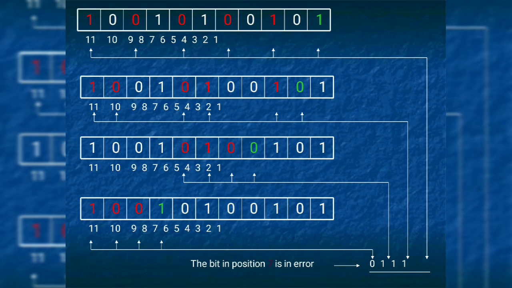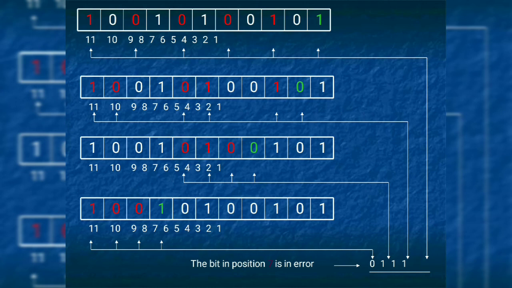The 11th and 9th positions. See here, whatever is displayed in color, you read it just as 1. There is an odd number of ones, and an odd number of ones means the redundant bit will be 1. Similarly for the second one, there is again an odd number of ones, so it will be 1. For the third one, there is an even number of ones as the redundant bits, so you will get a 0.